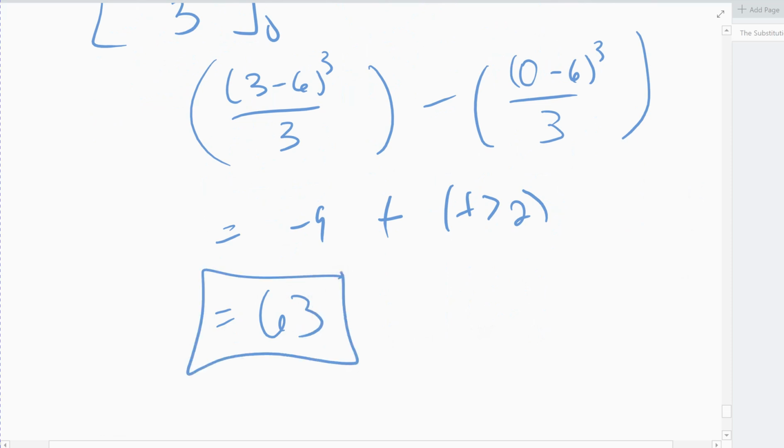All right, so I'm going to stop there. That's the substitution rule, which again is one of the harder rules. So do make sure you practice it, and we will stop there.